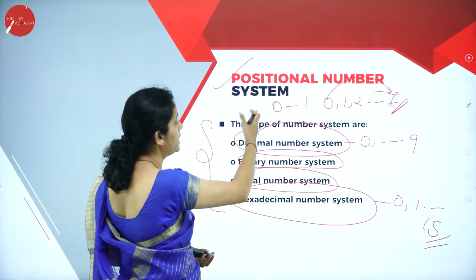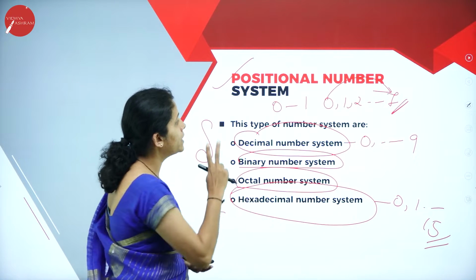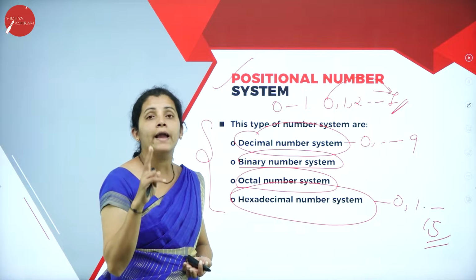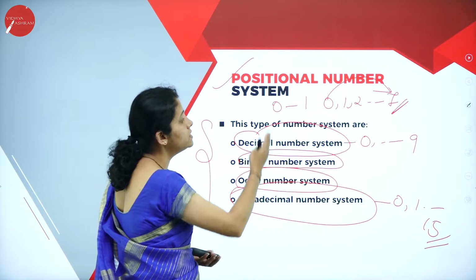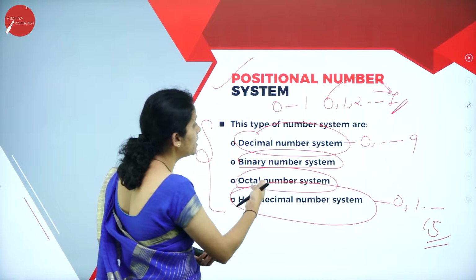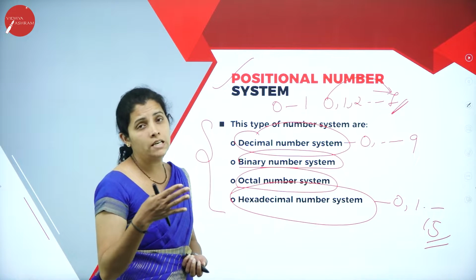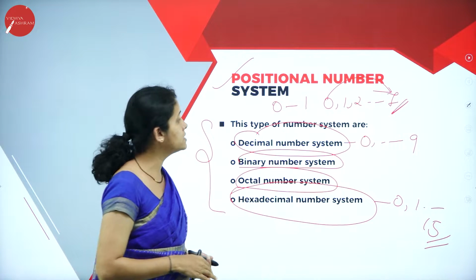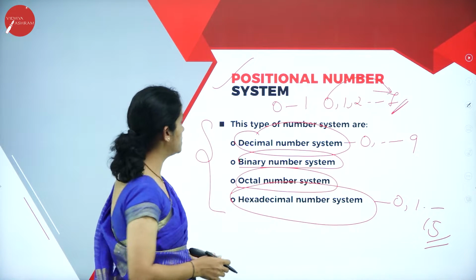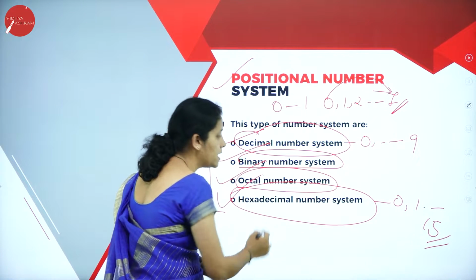For example, if I consider 0 and 1, here I am going to have only 2 positions. If I consider 0 to 7, then I am going to have a total of 8 positions. If I consider 0 to 9, then I am going to have 10 positions. And if I consider 0 to 15, then I am going to have 16 positions. Based on this, I am going to have 4 different positional number systems, that is decimal, binary, octal and hexadecimal number system.